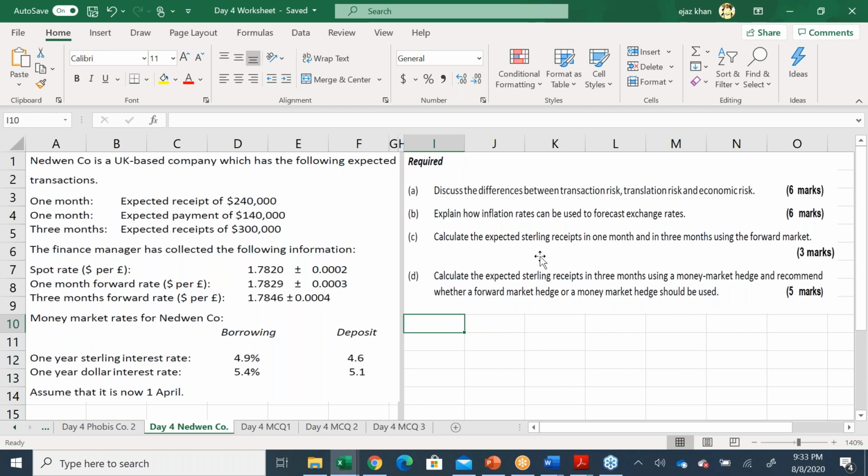Calculate the expected sterling receipt in 1 month and in 3 months using the forward market. I will do the calculation for 1 month and I'll let you do the calculation for the 3 months receipts. Okay, so I'll do it for 1 month.